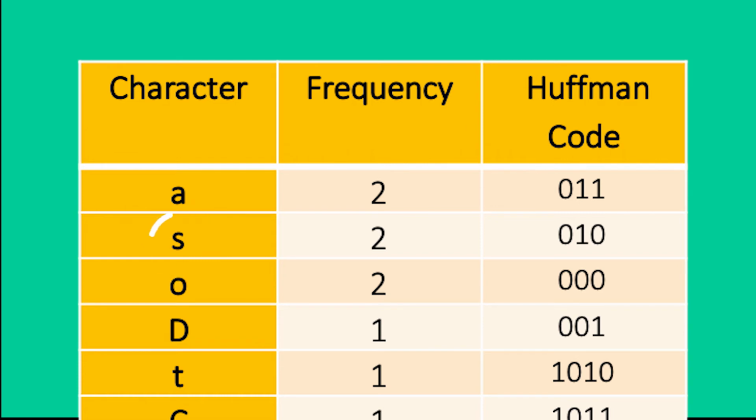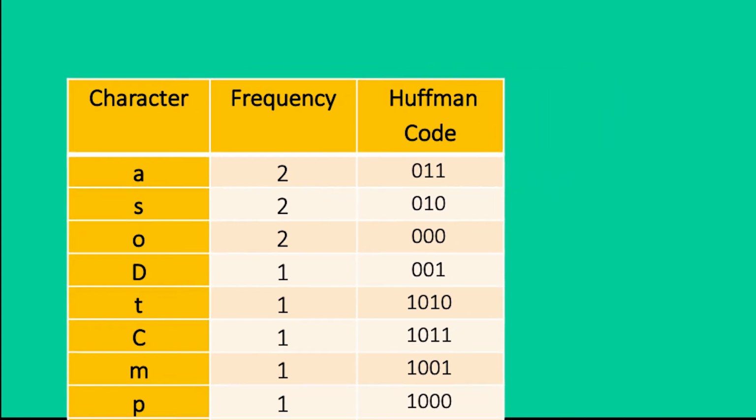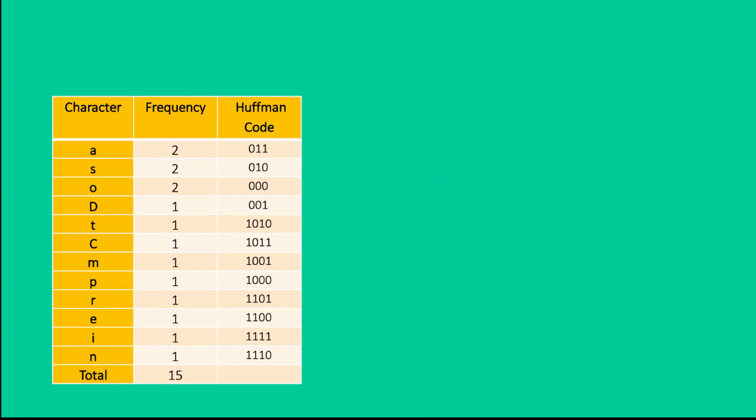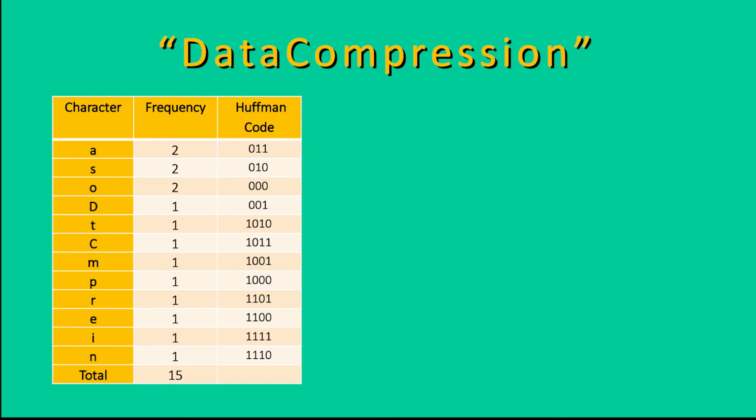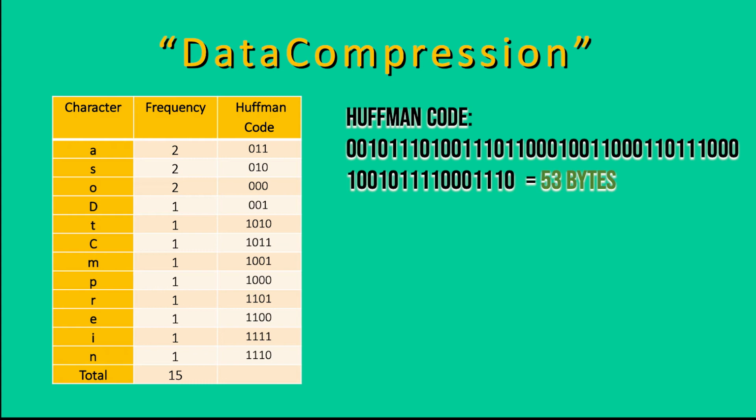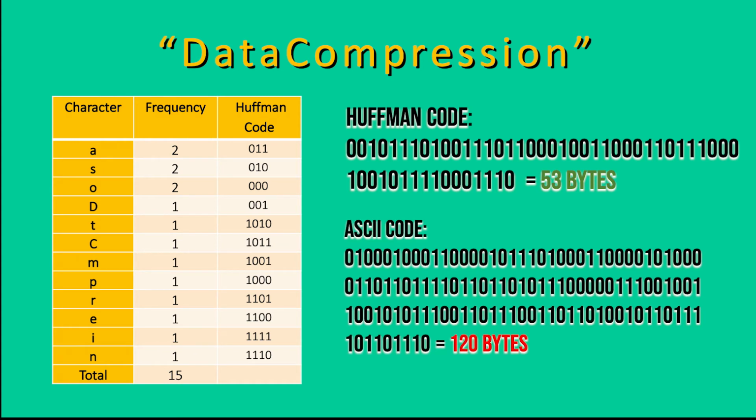We do this for all of the letters in the word and arrange them in a table. Encoding the word data compression using the table will result in a code which only takes up 53 bytes of data, compared to the standard ASCII code which takes up about 120 bytes of data. This is of course ignoring the storage for the Huffman tree. But in large quantities of data, the Huffman tree only takes up a small percentage of the total size.